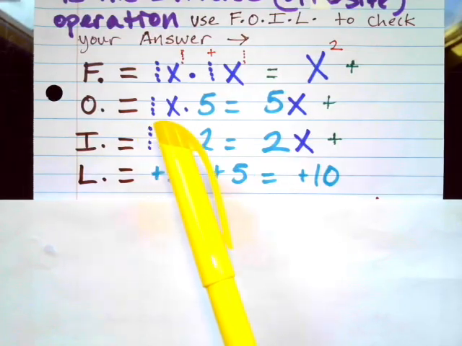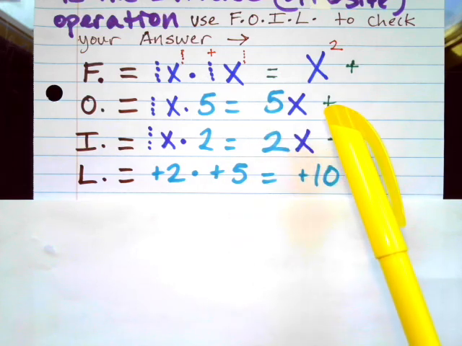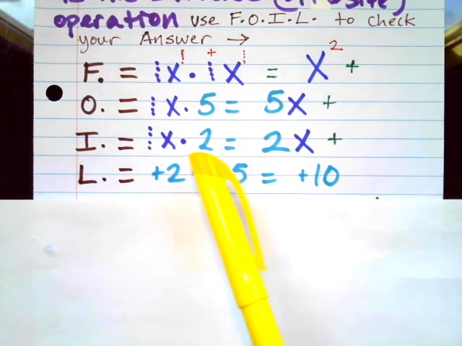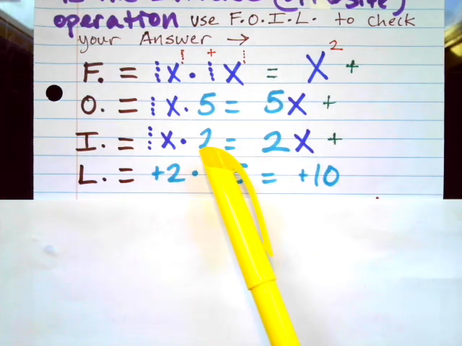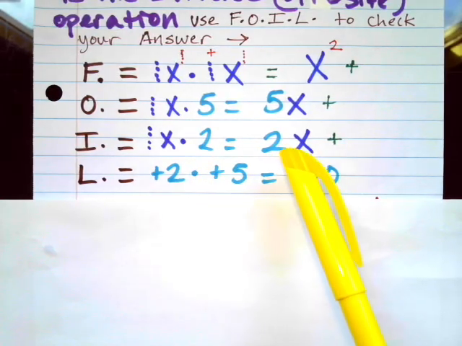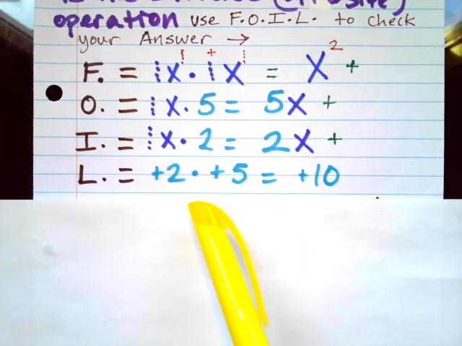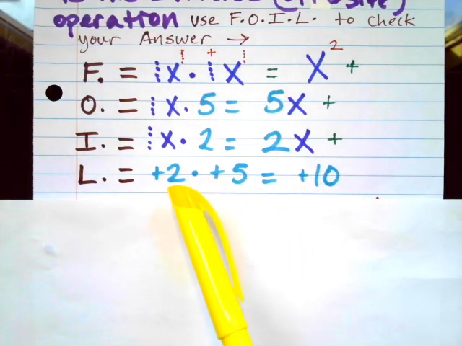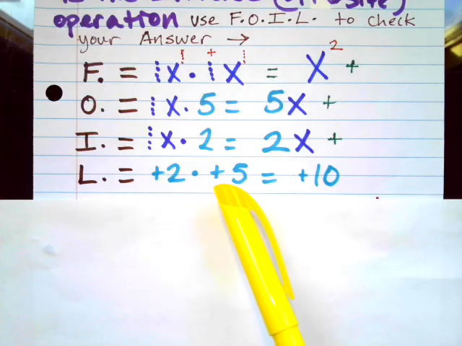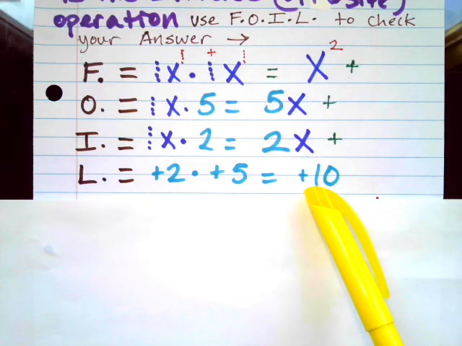5 times 1 is 5. That x is attached through multiplication. I'm going to add this to the next term. 1x times 2. That's the inner terms, right? 1 times 2 is 2. That x is attached through multiplication. I'm going to add that term to my next term, my last terms. Positive 2 times positive 5 gives me positive 10.